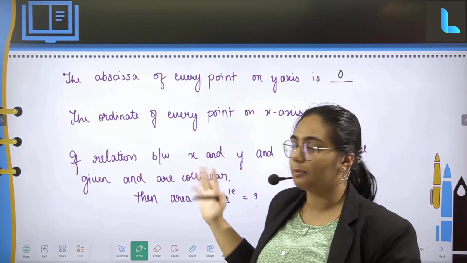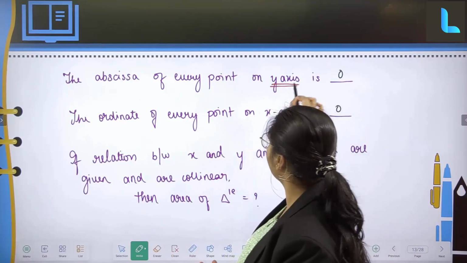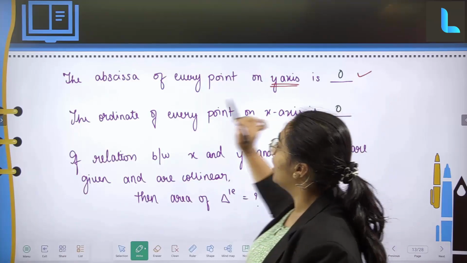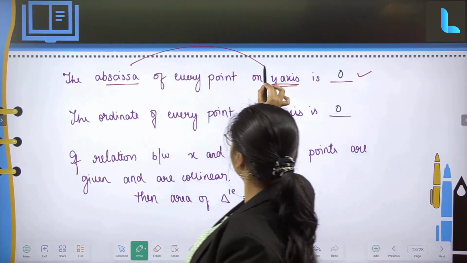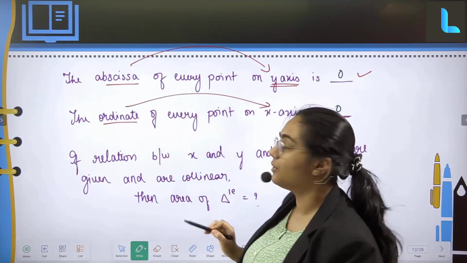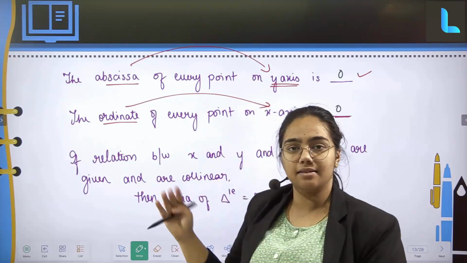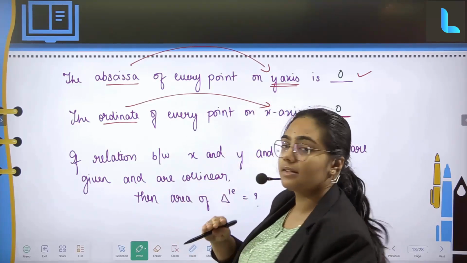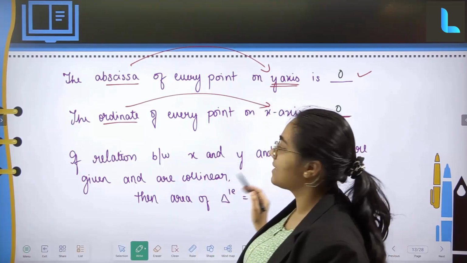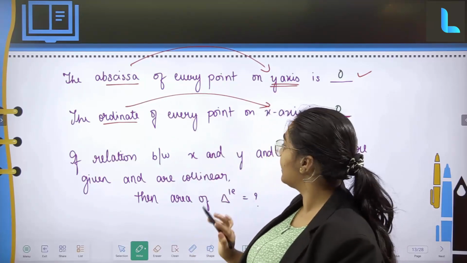The abscissa of every point on the y-axis. Usually this type of question comes. It is very simple. The abscissa of every point on the y-axis is going to be equal to 0. Likewise, the ordinate of the x-axis is also equal to 0. Do not get confused. They might also ask the abscissa of the x-axis. But the abscissa of the y-axis is going to be equal to 0. The ordinate of the x-axis is going to be equal to 0. Abscissa y and ordinate x.